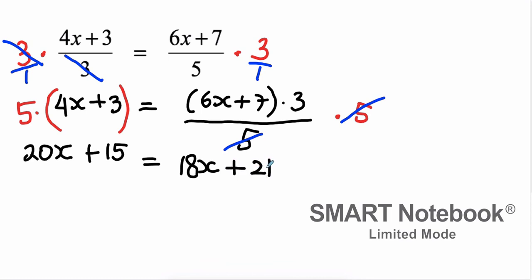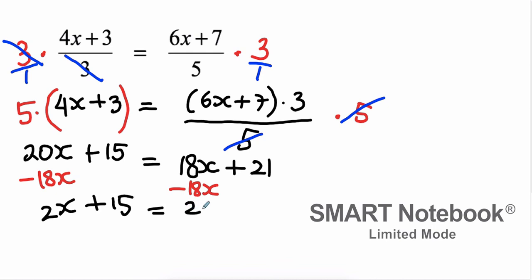Again, we have x on both sides, so we will try and remove it from one side. Let's say I'm going to remove this 18x on the right-hand side by subtracting 18x from both sides. We will have 2x plus 15 equals 21. And then the next step will be to remove the number from the left-hand side. We remove 15 by subtracting 15 from both sides. So on the left-hand side we will have 2x, and 21 subtract 15 is 6.